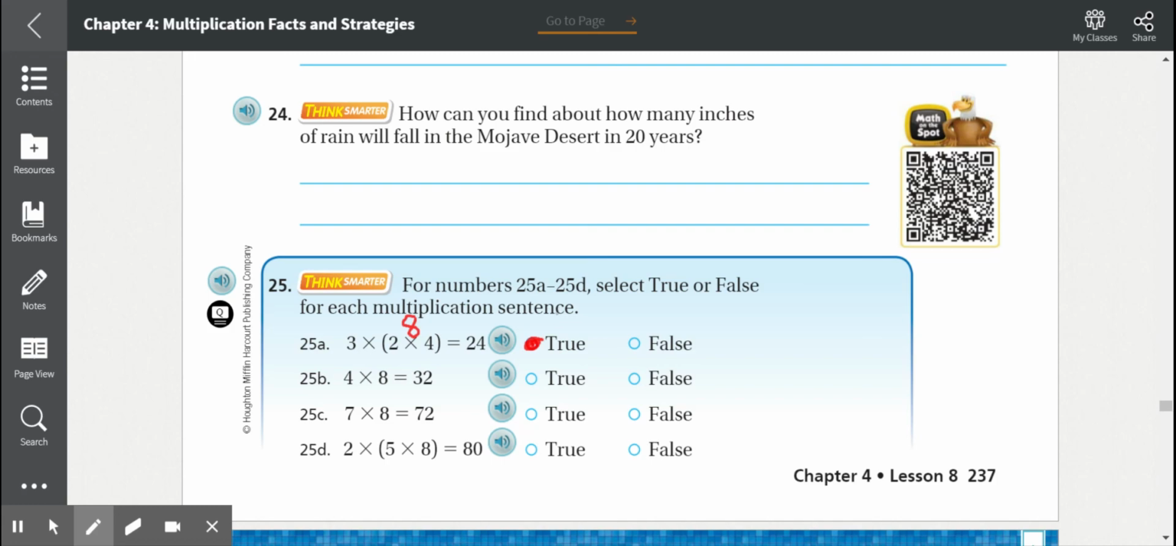Next one. 4 times 8. Is 4 times 8 32? Yes. Okay, next one. 7 times 8. 7 times 8 is not 72. 7 times 8 is 56. So this one is false. And the next one. 2 times 5 times 8. Well, we have to do 5 times 8 first. 5 times 8 is 40. And then times it by 2. Is 2 times 40 80? Well, remember, any number times 2, you just double that number. What's 40 plus 40? 80. So this one is true.